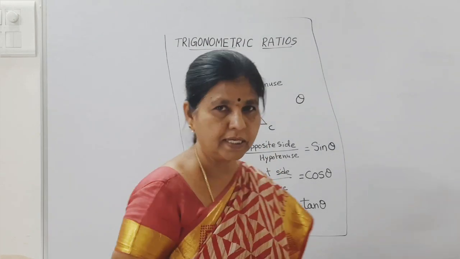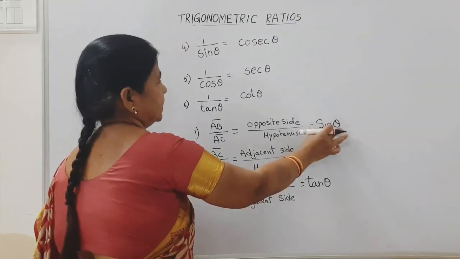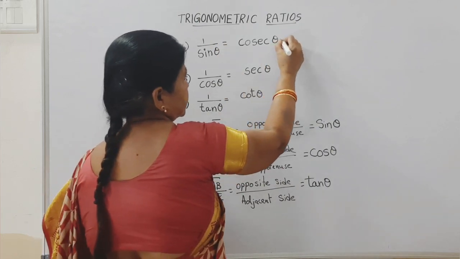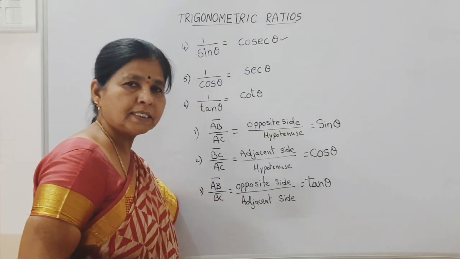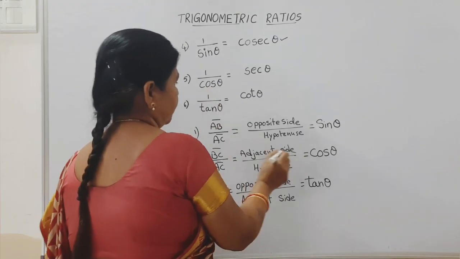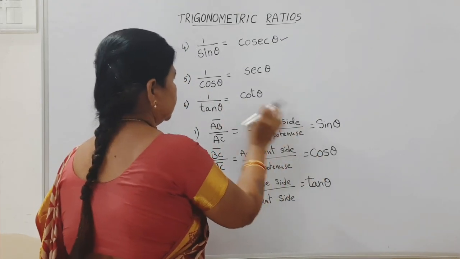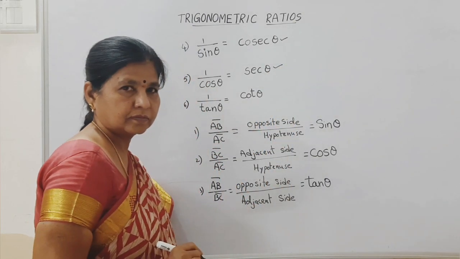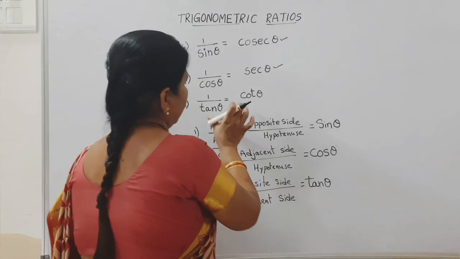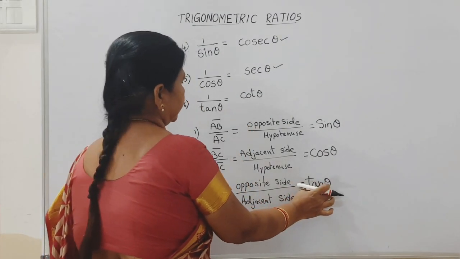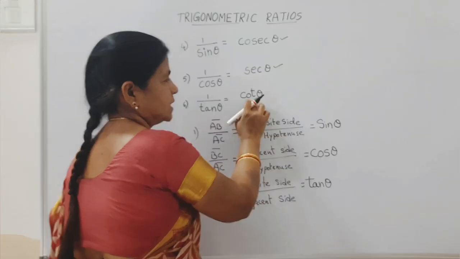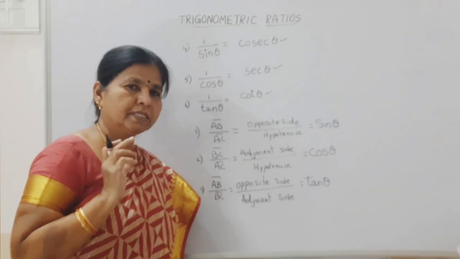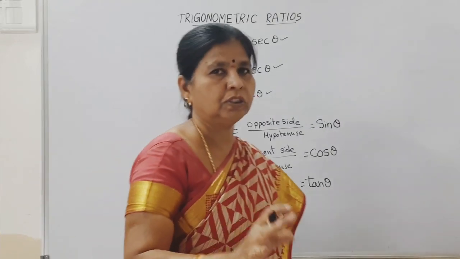I will write all those things once again. Sin theta, so the reciprocal is 1 by sin theta. 1 by sin theta is called cosec theta. And 1 by cos theta, the reciprocal of cos theta, is called sec theta. And the reciprocal of tan theta, which is 1 by tan theta, gives us cot theta. These six ratios, you have to learn them.